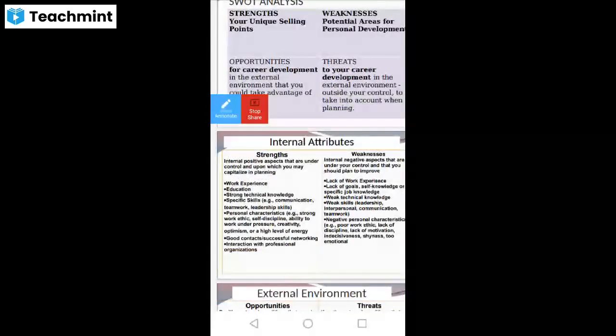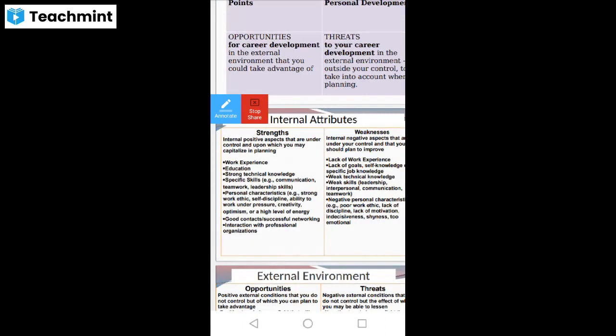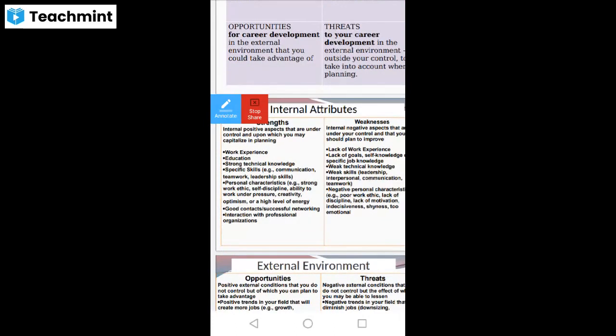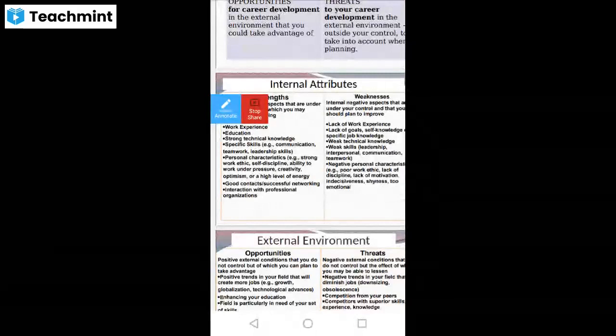What I want to tell is this one is based completely on the corporate sector side. Actually, you have to analyze what kind of strengths you have, like work experience. It is also your strength. Education is also your strength. Strong technical knowledge means you are able to use technology for your personal development as well as professional development. Specific skills like communication skills, you are able to work in a group, you may have leadership skills, all these are strengths. Personal characteristics like a strong work ethic, self-discipline, ability to work under pressure, creativity, optimism, or a high level of energy. All these come under strength.